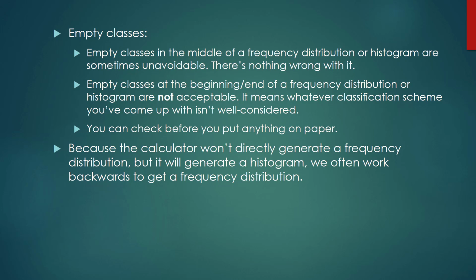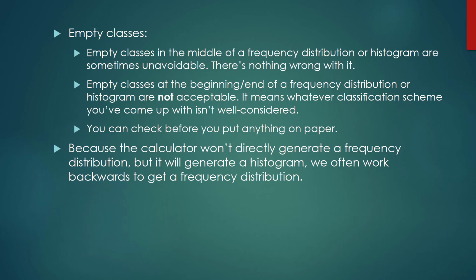And if we're doing a histogram, then it would be a graph. Normally histograms have the classes on the x-axis, the horizontal axis. And so in that case, the empty classes would pop up at the end, meaning the left end or the right end. And so we're saying that's not good. You can't have that. If you have something in the middle, that's okay. But if you have something at either end, that shows that your classification scheme wasn't well thought out. And so we don't want that.